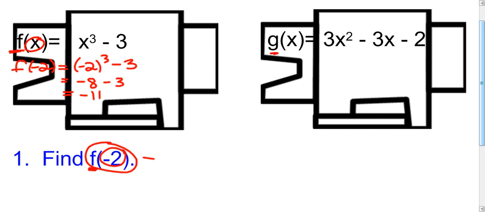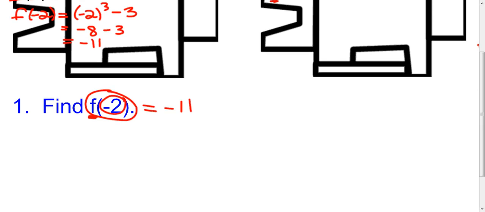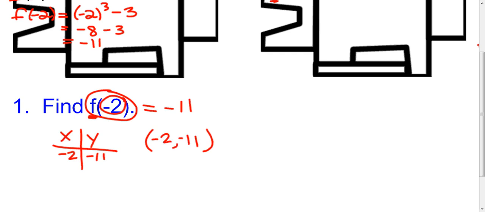So f of negative 2 becomes negative 11. I want you to recall that that answer could be recorded in a table like this, where my input was negative 2 and my output was negative 11. It could be recorded as a coordinate, negative 2, negative 11. Or instead of this y being called y, the y could be called f of x if you wanted it to. All kinds of different ways to record what you just figured out.